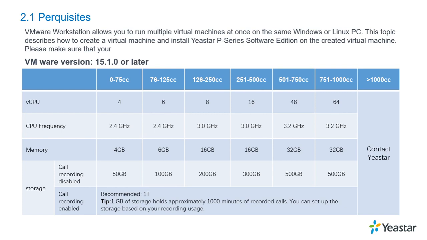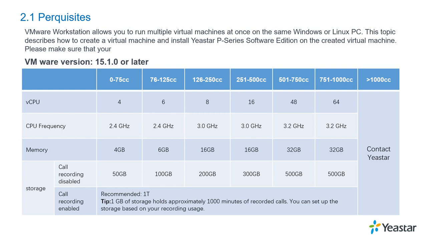And of course, if you have a big project, let's say around 8,000 users, or maybe around 800 or 1,000 concurrent calls, you can see it will be this. From 751 concurrent calls to 1,000 concurrent calls, which is the maximum, you're going to need 64 virtual CPUs, 3.2 gigahertz, 32 gigs of memory, and 500 gigs of storage without recording. If you need recording, once again, get prepared with 1 terabyte. So this is what you need.